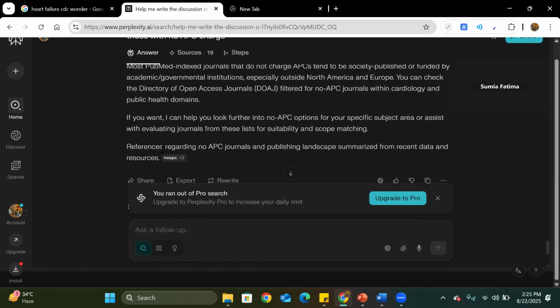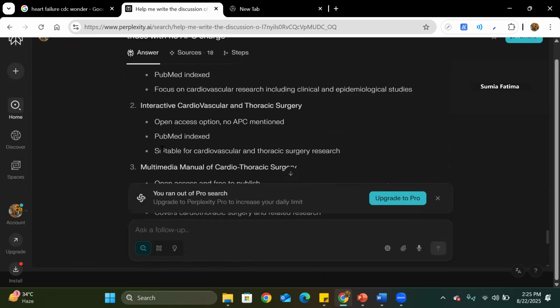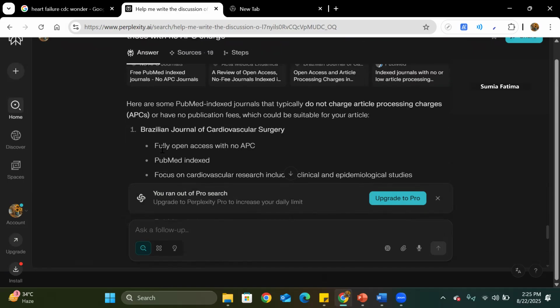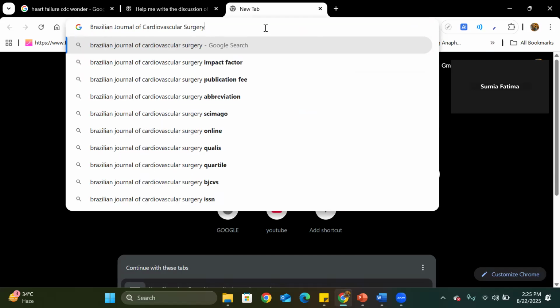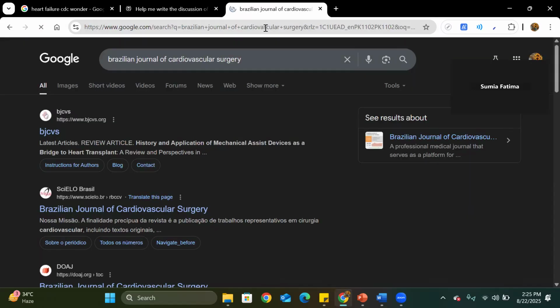Okay. Once again, what I can do is after either of these two options, either asking around my fellows, or looking around when doing a literature review, or asking ChatGPT. For example, suppose I like this journal, the Brazilian Journal of Cardiovascular Surgery, and I'm thinking of going for this journal. What I will do, I will go here and then I will go here.